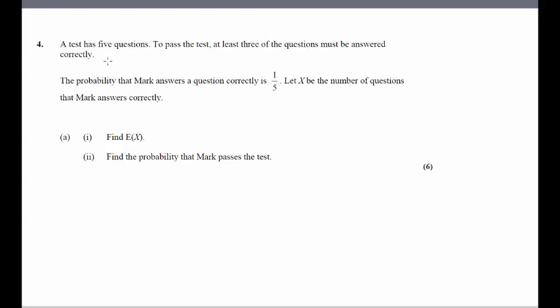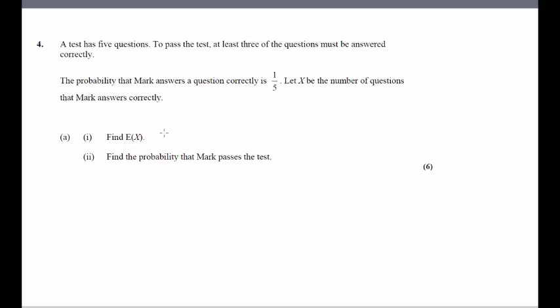Question 4, the situation is there's a test with 5 questions. To pass the test, you have to answer at least 3 questions correct. And the probability that Mark answers a question correctly is 1/5. And X is the number of questions he answers correctly. And so find the expected value, or the expected number of questions that he would answer correctly.